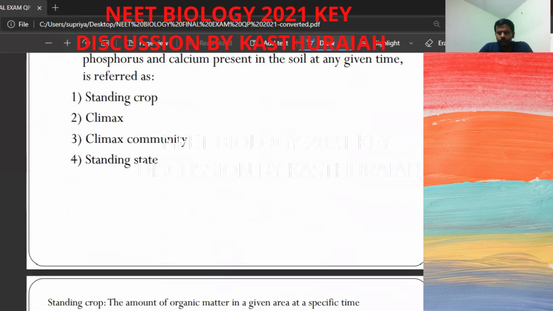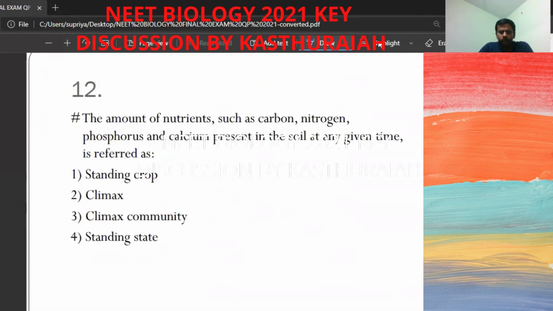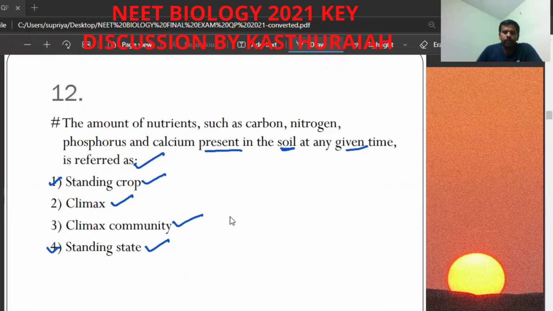12th question. The amount of nutrients such as carbon, nitrogen, phosphorus, and calcium present in the soil at any given time is referred to as. The options given: standing crop, climax community, standing state. See students, there is a confusion between standing crop and standing state, but the remaining two terms are not at all related with that.